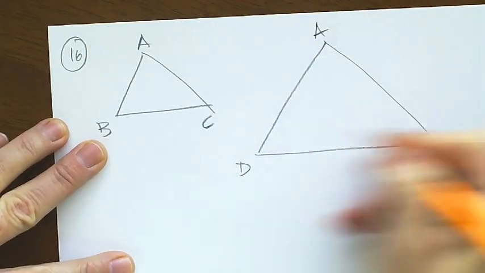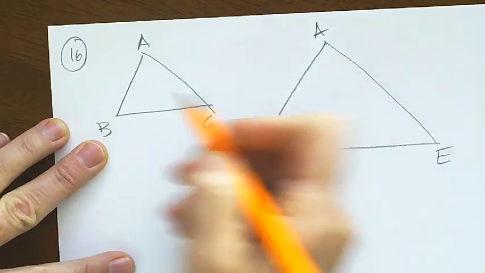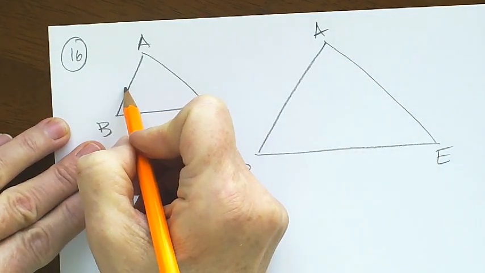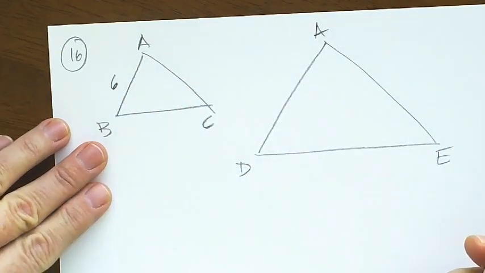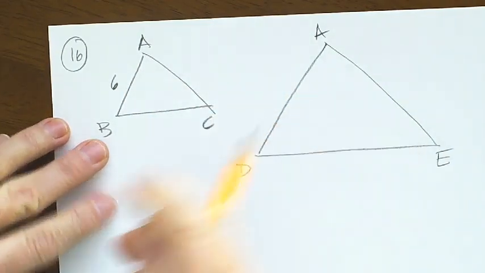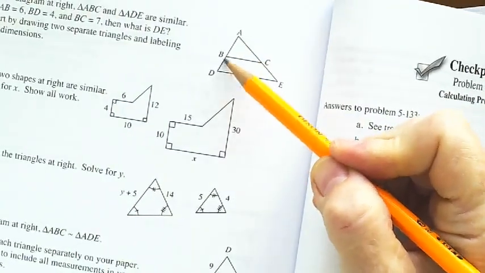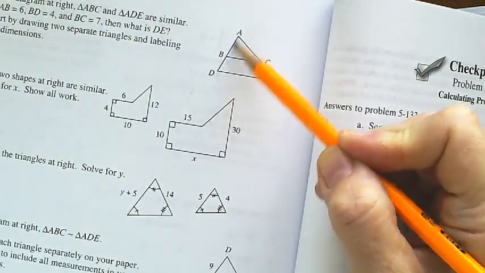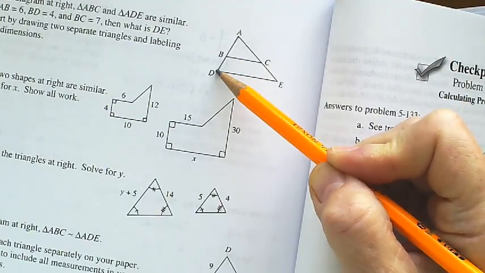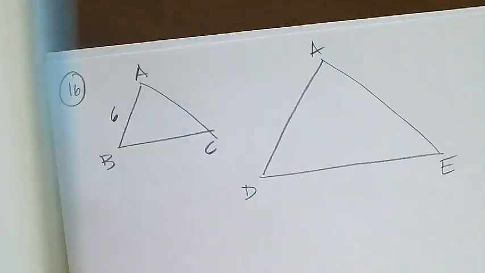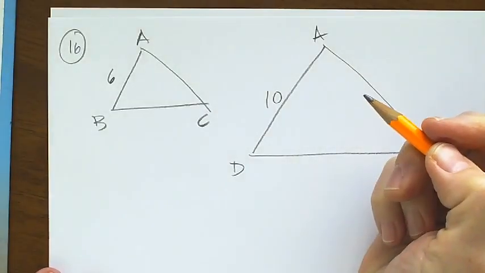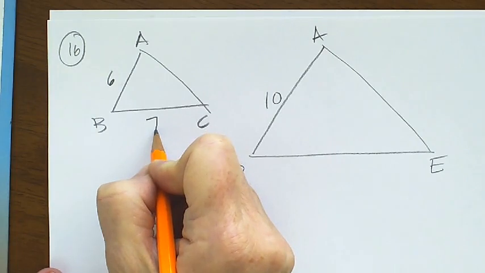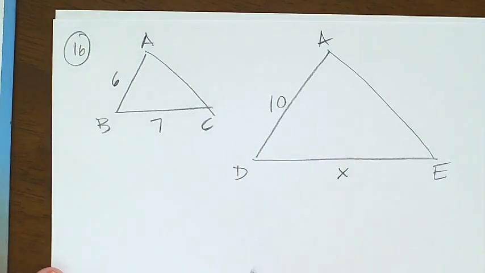There's a lot of resistance to drawing triangles separately for some reason. I think it's just being a little lazy. Don't be lazy. Okay, AB is 6. BD is 4. So BD is 4, this is 6, so then AD is 10. BC is 7. What is DE?